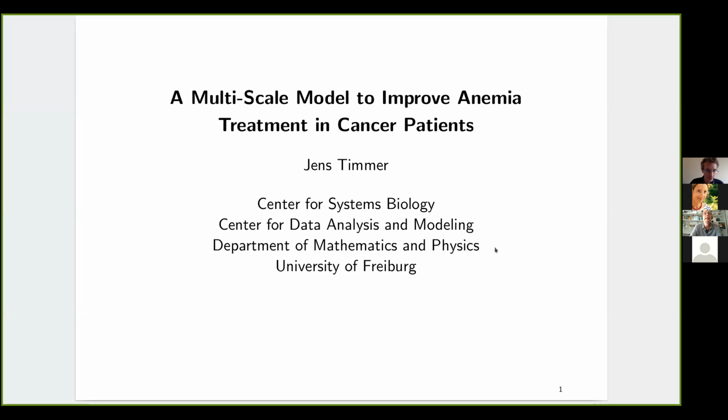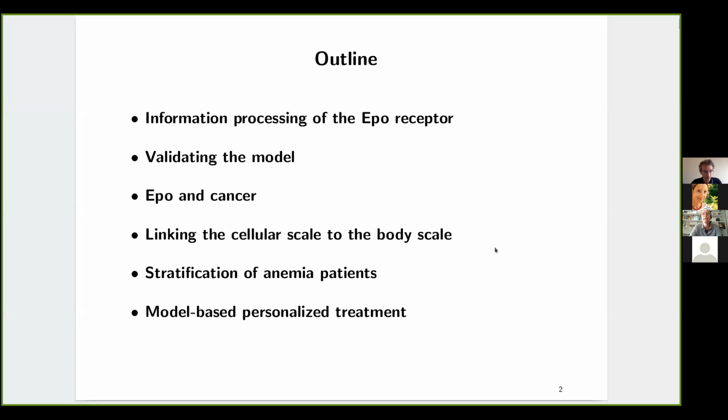Hello, everybody. My talk will span from basic research to a potential clinical application, and therefore it is organized in two parts. I'm first going to show you how we built a model for the information processing of the Epo receptor, and then how we link this to cancer. And in cancer, anemia is a problem, and therefore we then combine this model on the cellular scale with the body scale model in order to, in a patient-individual way, potentially improve the treatment of anemia.